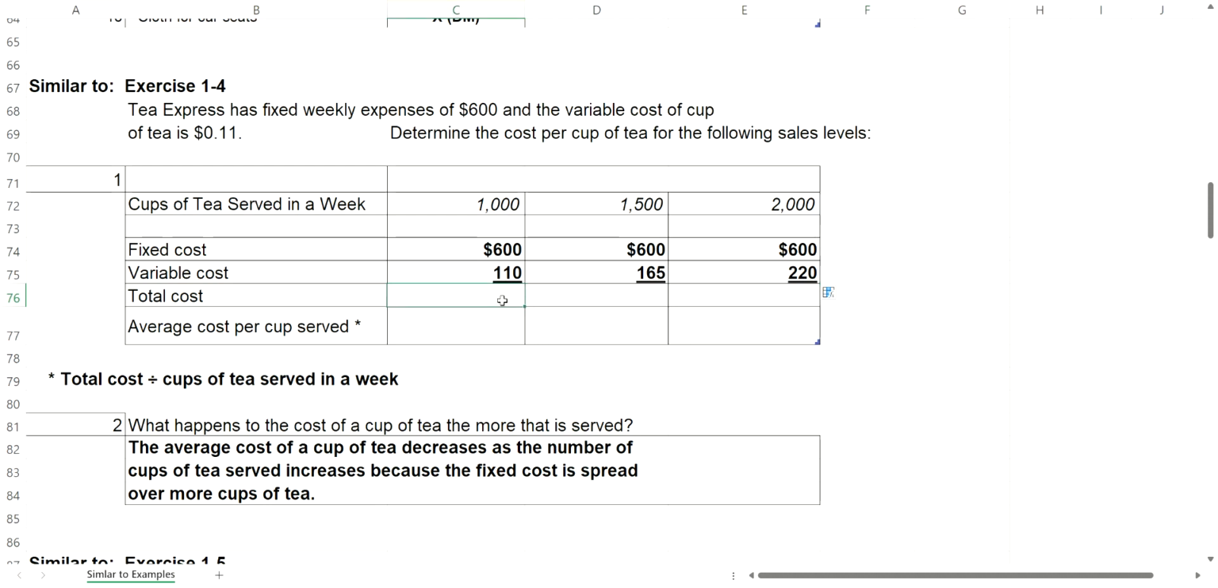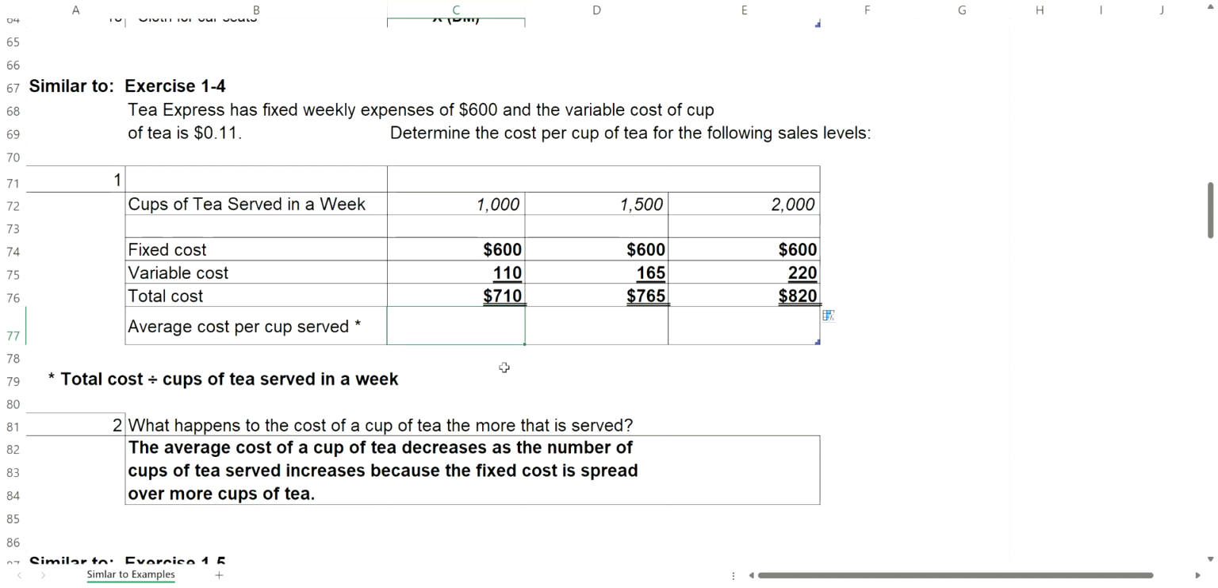Now, let's get the total cost by adding together the variable and fixed. So I'm going to add 600 plus 110. So at the 1,000 level, my total cost is 710. I'm going to add 600 plus 165, and my total cost at the 1,500 level is 765. And then I'm going to add 600 plus 220, and my total cost at the 2,000 level is $820.